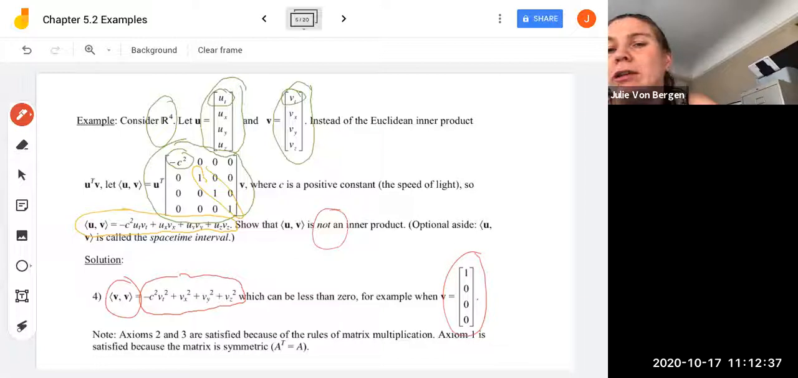And then there's a note here that axioms 2 and 3 are actually satisfied because of the rules of matrix multiplication. And axiom 1 is satisfied because of the symmetry in this matrix, so we know A transpose is going to be the same as A. So again, you only have to show that one of the axioms or properties doesn't hold to show that it's not an inner product space, even if the other 3 axioms hold. Here we showed that property 4, the property of being non-negative, does not hold.